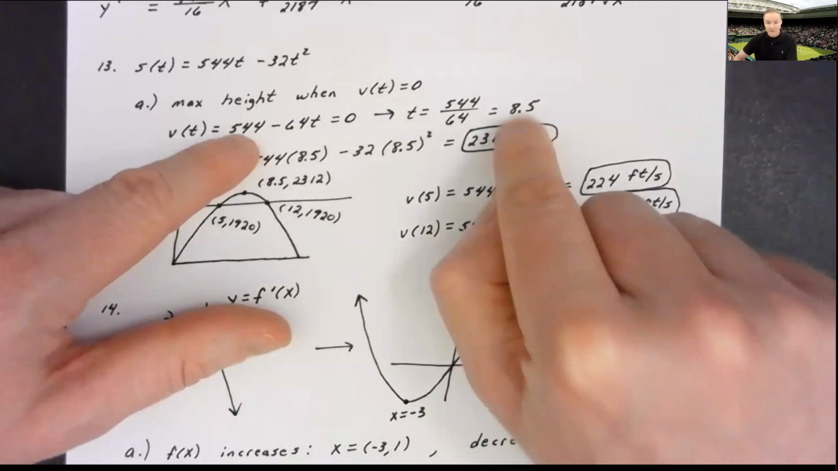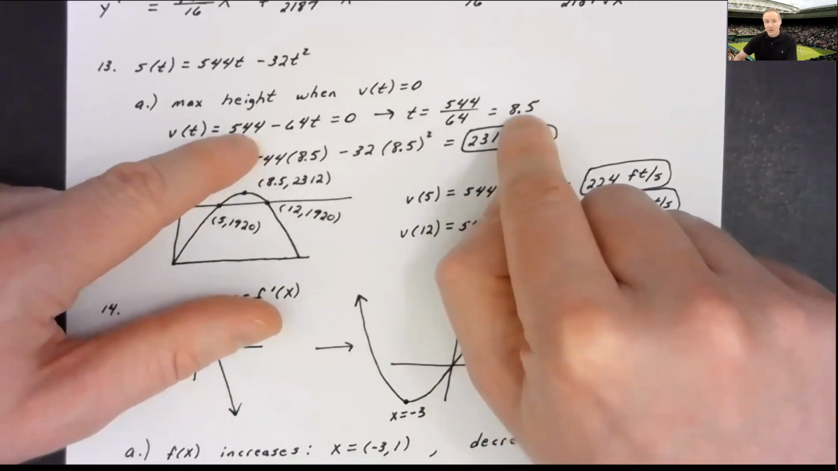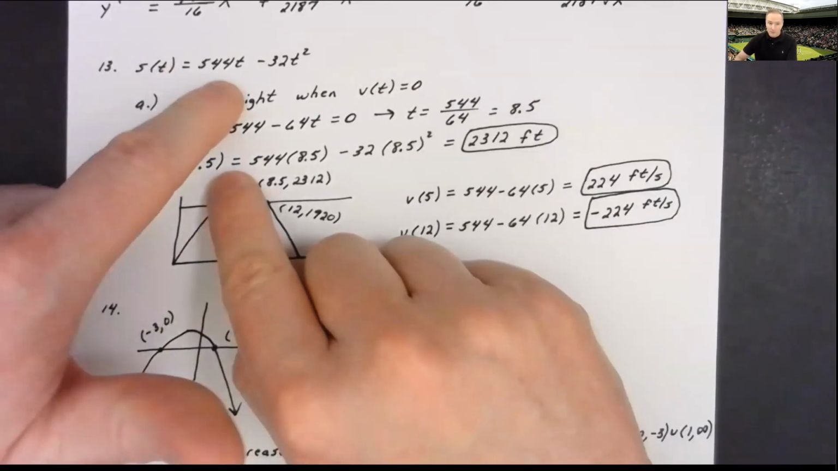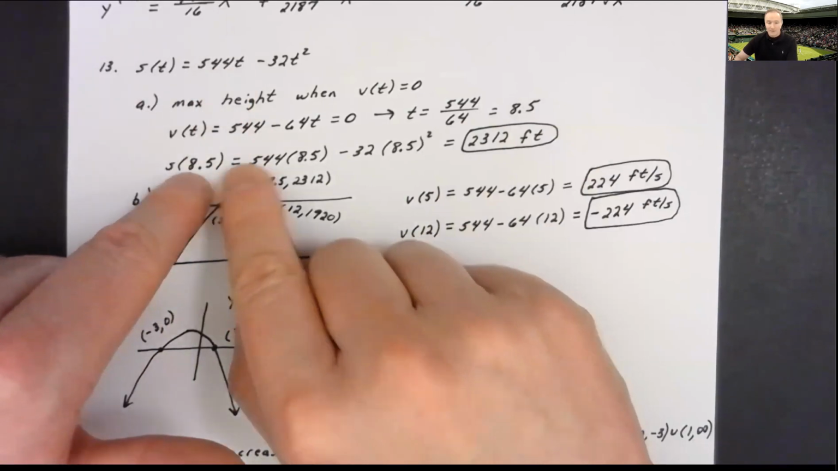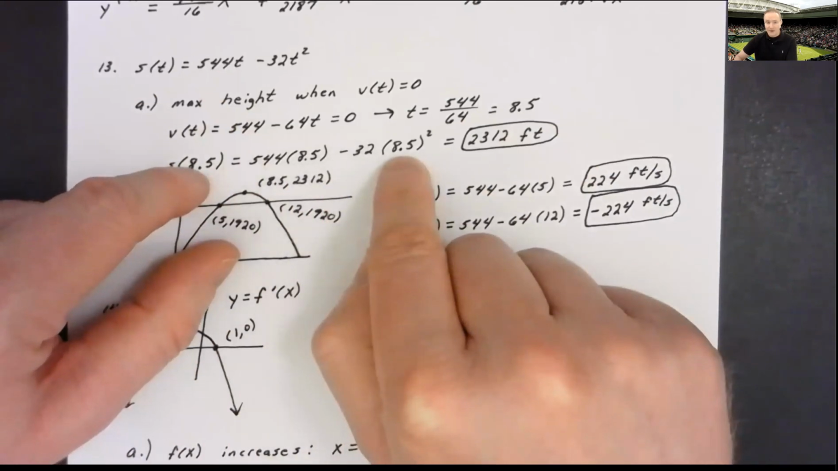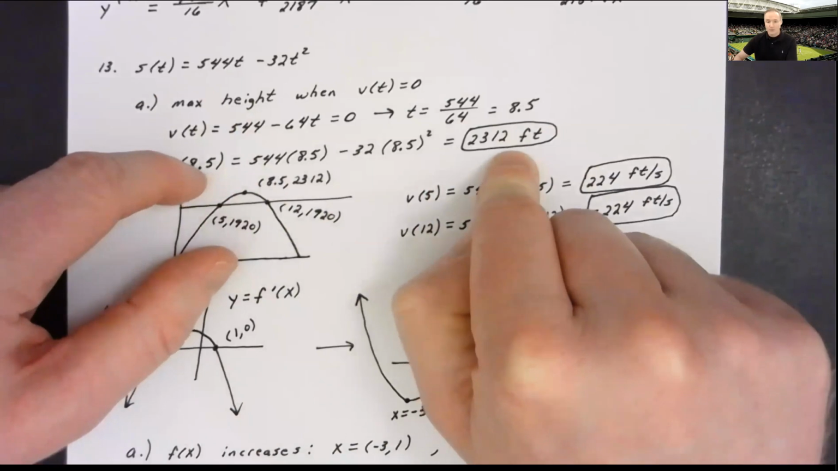Now, that's not the answer. This is just when the maximum height occurred. So I had to take that 8.5 seconds and plug it into the position function. The position at 8.5 seconds is 544 times 8.5 minus 32 times 8.5 squared. That gave me 2,312.